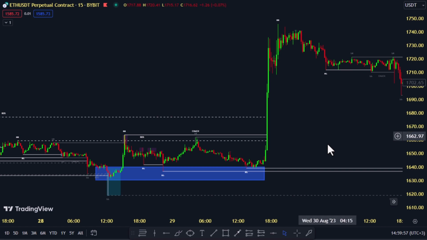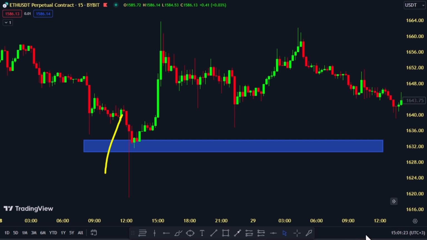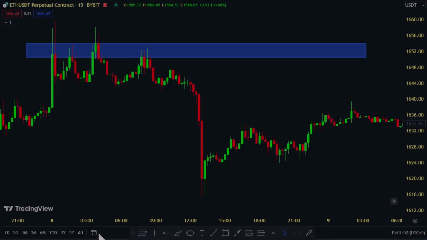A bearish liquidity grab occurs when price breaks above the recent swing high and then promptly falls down. You'll see a candlestick with a large upper wick. A bullish liquidity grab, on the other hand, happens when price breaks below the recent swing low and then immediately rises back up, forming a candlestick with a large lower wick. Now let's see how this looks in practice.